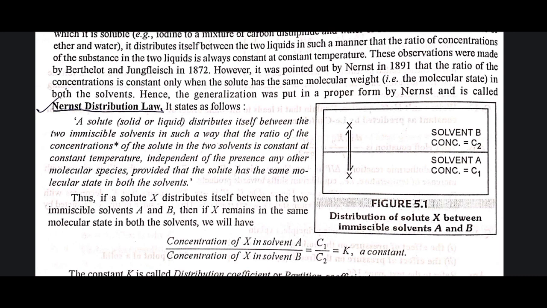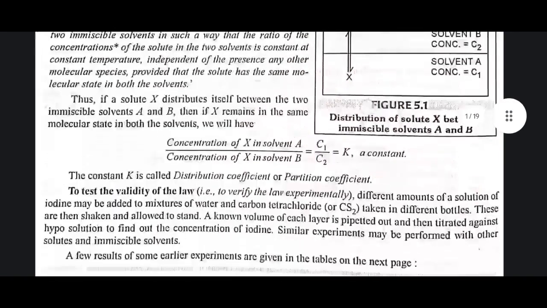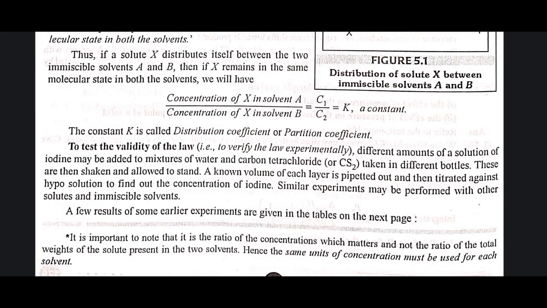Thus, if a solute X distributes itself between the two immiscible solvents A and B, and X remains in the same molecular state in both the solvents, we will have the concentration of X in solvent A divided by the concentration of X in solvent B equal to C1 by C2, equal to K, a constant. The constant K is called the distribution coefficient or partition coefficient.